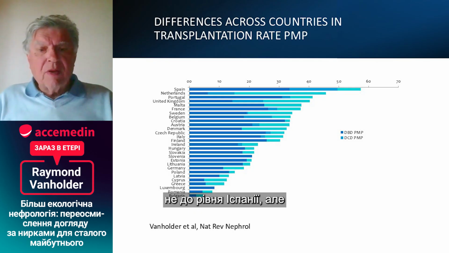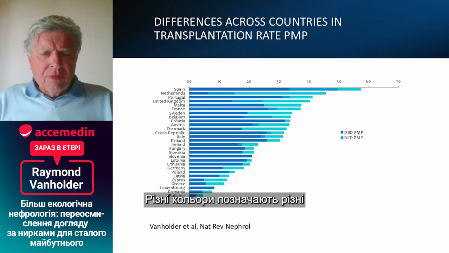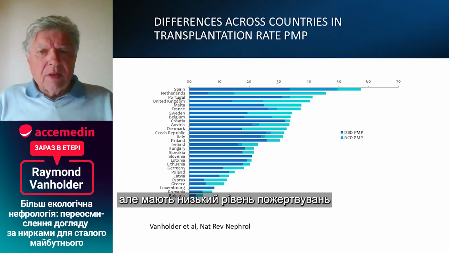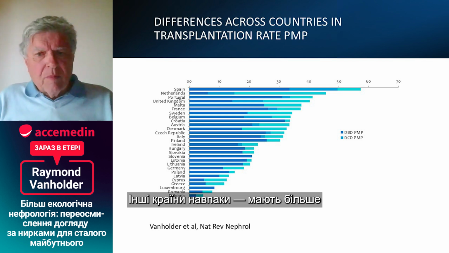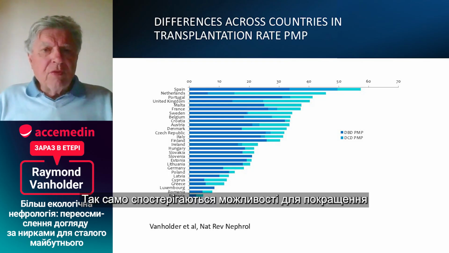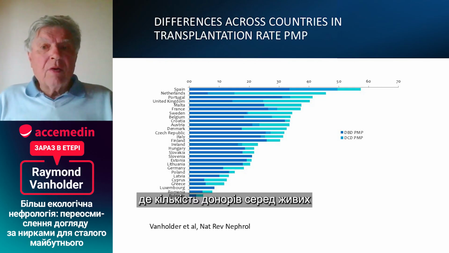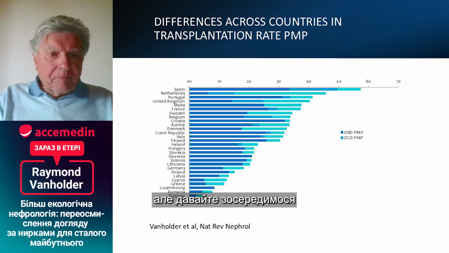Maybe not to the level of Spain, but at least to higher levels like are seen in the middle of this pack. The different colors are meaning different types of transplantation, and here also you see differences. Some countries are doing very well in deceased donation, but not well at all in living donation. Some countries do the opposite, so more living donation than deceased donation. So here also there could be improvements from country to country, like is happening at the time being in Spain, where the number of living donations now is increased dramatically.